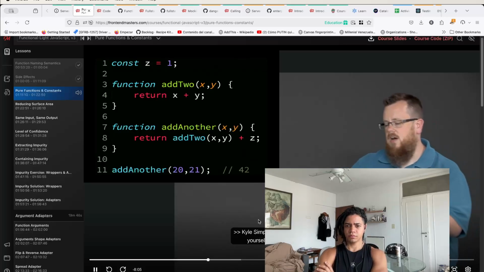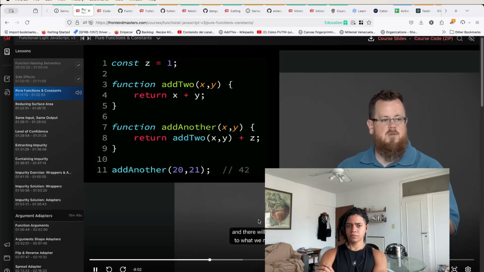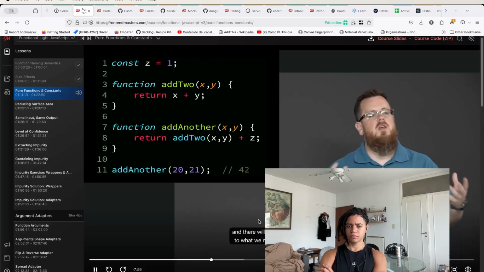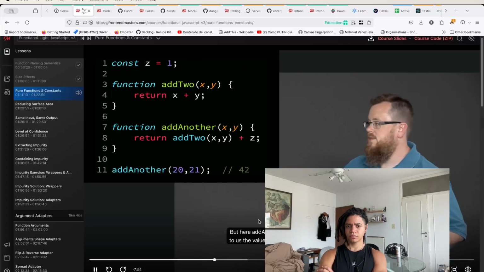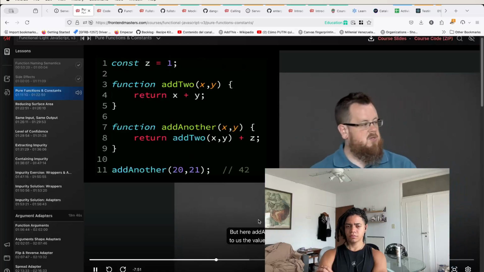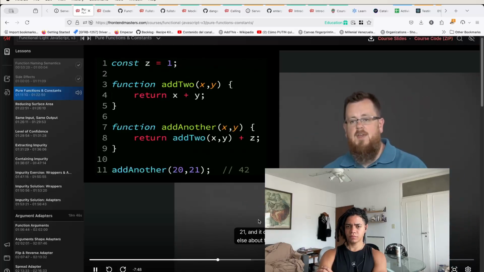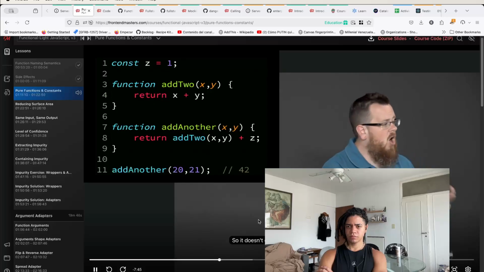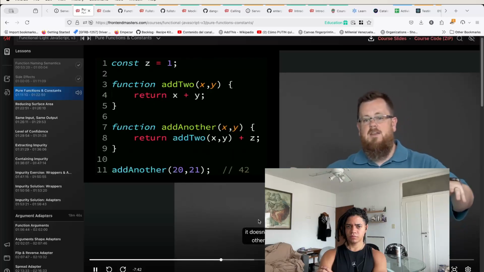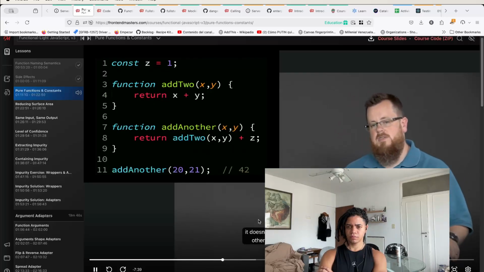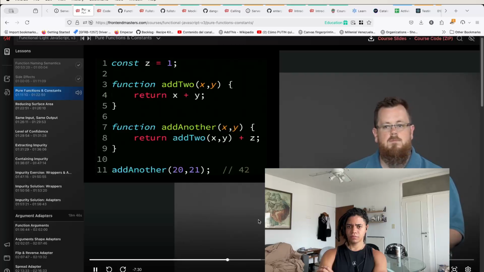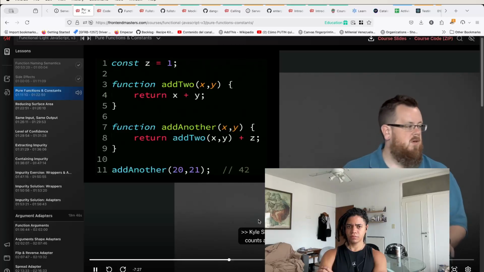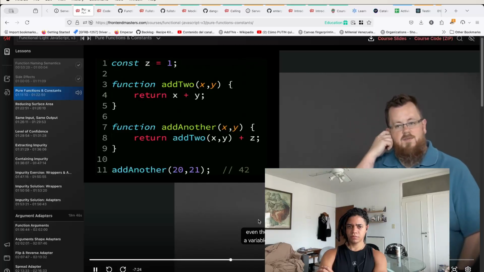If you could convince yourself that line 11 is a pure function call, and there will be more layers of meaning to what we mean by pure function call, but here, add another does in fact return to us the value 42 when we pass in 20 and 21, and it doesn't change anything else about the state of the program. So it doesn't cause any side effects, and it doesn't use any side effects other than this constant. And I would submit to you that it is therefore still consistent with functionalism. That line 11 still counts as a pure function, even though we're accessing a variable outside of us.